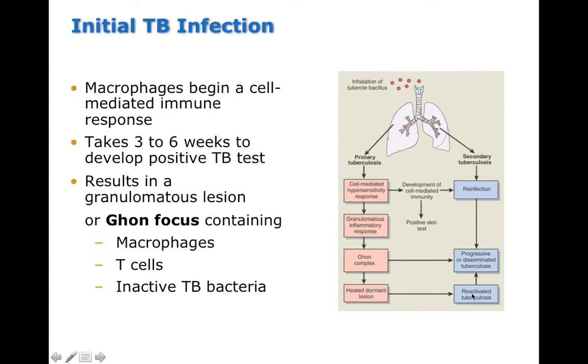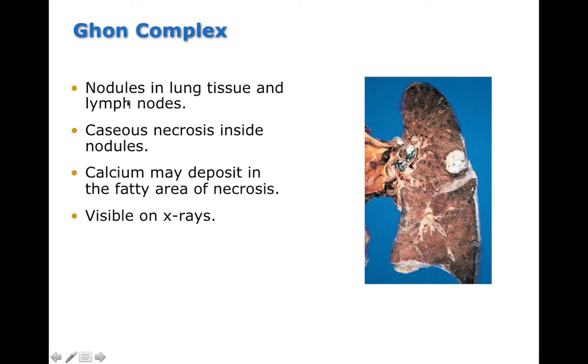Now, sometimes this can reactivate, which can disseminate to other organs. And we'd call this reinfection or secondary tuberculosis. Secondary tuberculosis is after that initial exposure, and it's a reactivation from either a Ghon complex or a healed dormant lesion, or from other organs too. It doesn't have to hang out in the lungs. It also can live within your liver and pancreas and other organs. So this Ghon complex, we said, has nodules in lung tissue and lymph nodes. You can see that here.